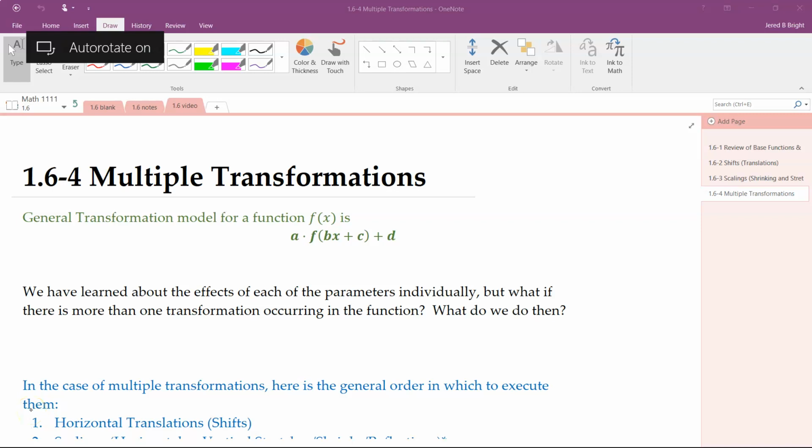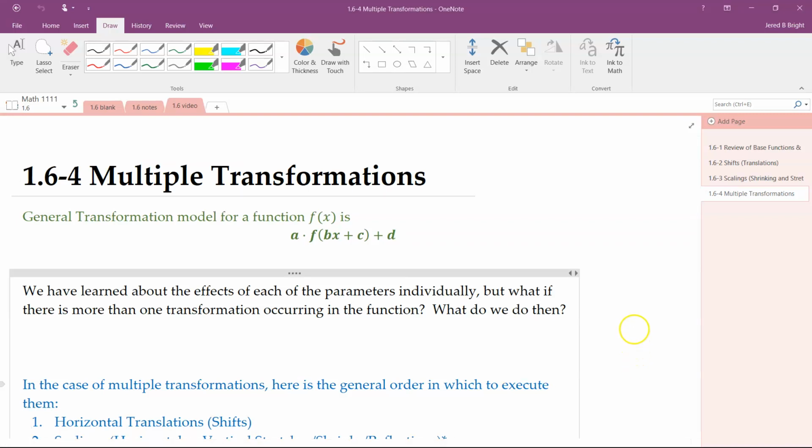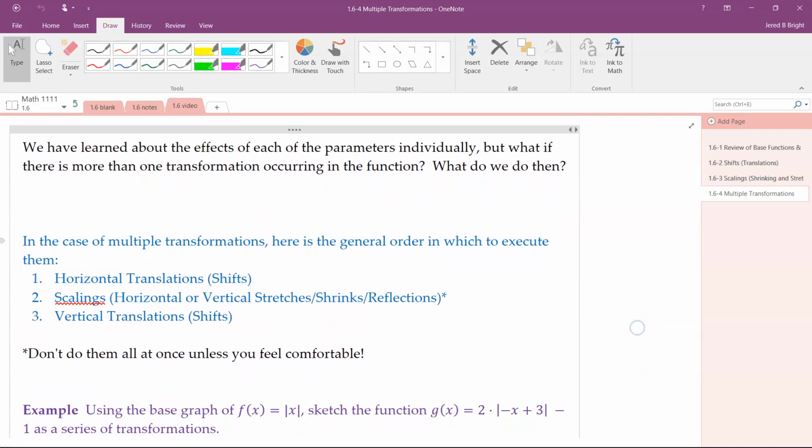Welcome back, and here's going to be our final video with transformations. So we learned about the effects of A, B, C, and D individually, and well, you might imagine that you're probably not going to encounter a function that is just a vertical shift. You could, but it may not be always true. So there may be more than one transformation going on, there might be multiple, and so when you do encounter multiple transformations, here's the generally prescribed order.